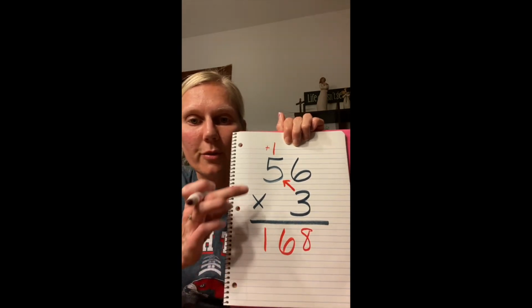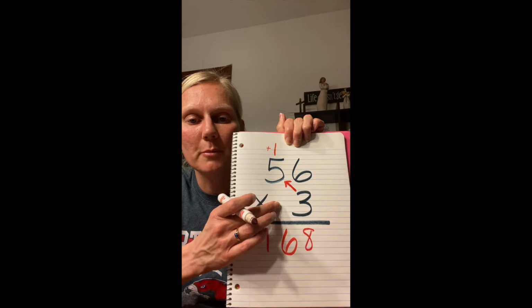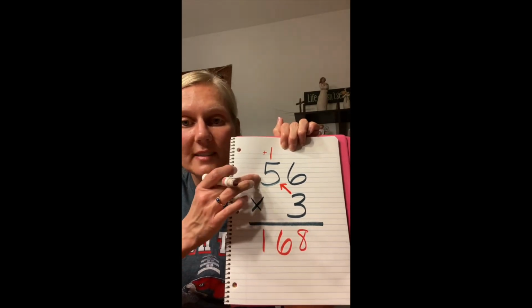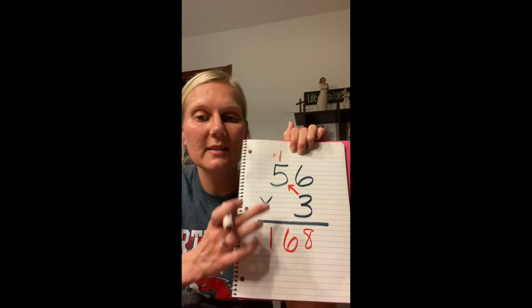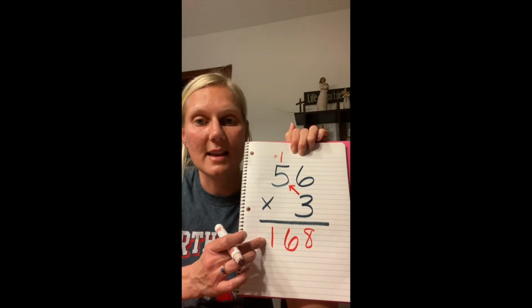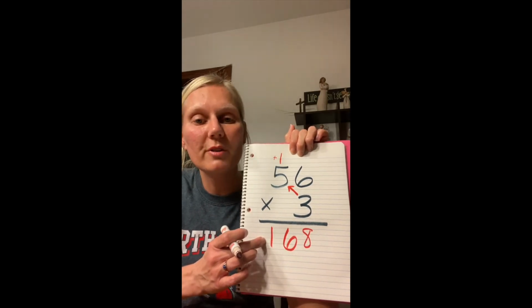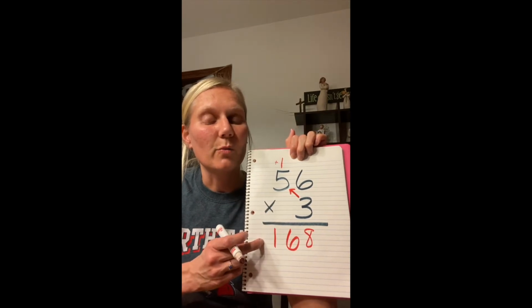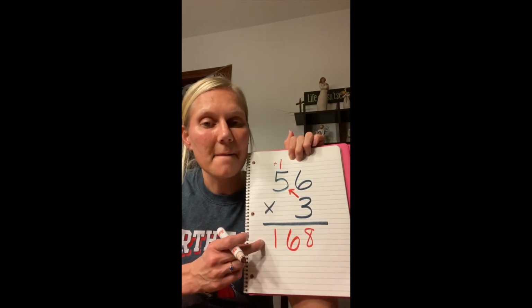Thinking about this problem and what it means, it's like you have 3 56s. If you added 56 plus 56 plus 56, you'd get 168, which is pretty reasonable because 56 is pretty close to 50. And I know that 3 50s are 150, and this is very close to 150. So think about your estimation just a little bit as you do it.